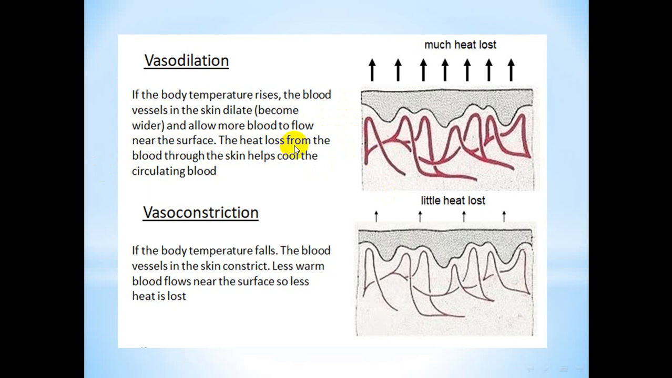The heat loss from the blood through the skin helps to cool the circulating blood. Therefore, we lose heat through the blood vessels in the skin, with the sweat glands. Vasoconstriction is the opposite of vasodilatation. If the body temperature decreases, the blood vessels in the skin contract, less warm blood flows near the surface, so less heat is lost.